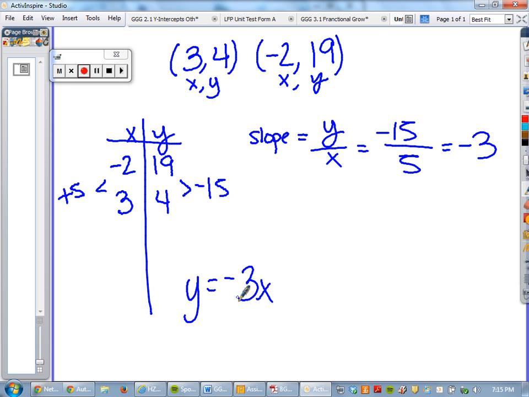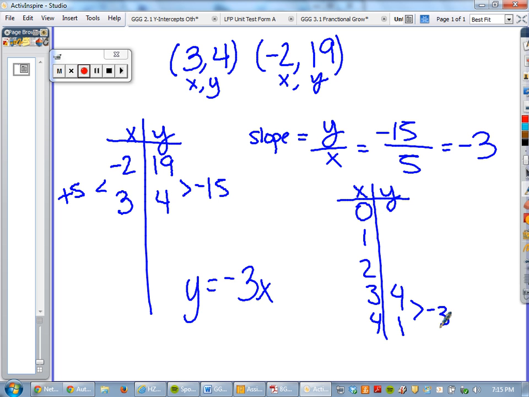Alright? But now we need to find our y-intercept. So, if we draw another table, we need to get to 0 here. Alright, so I'm going to go 1, 2, 3. Because 3 is one of the coordinates that we know, we need to work our way backwards now to 0. Our slope tells us what to do when we go forward. So minus 3 means that as you go forward on the table, you subtract 3. So that would make 4 to 1, because now we would have subtracted 3.